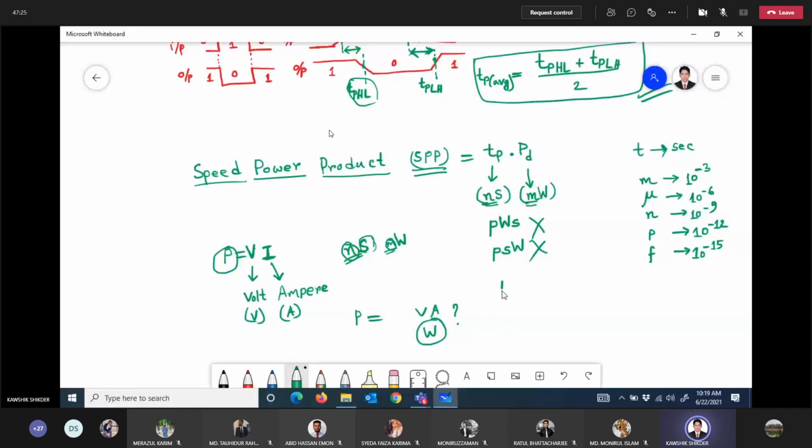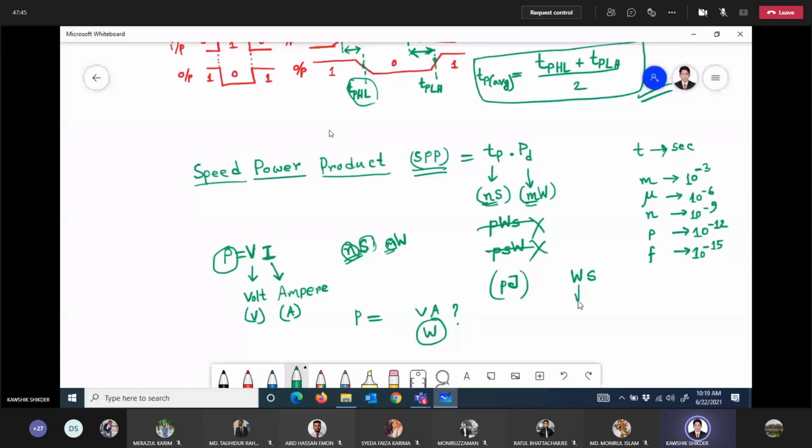So it should be joule. How? It should be joule per second. Joule per second, sir. What does joule per second mean?